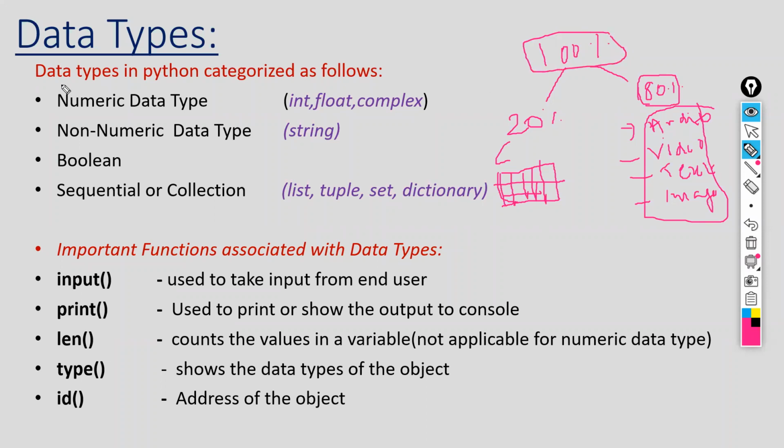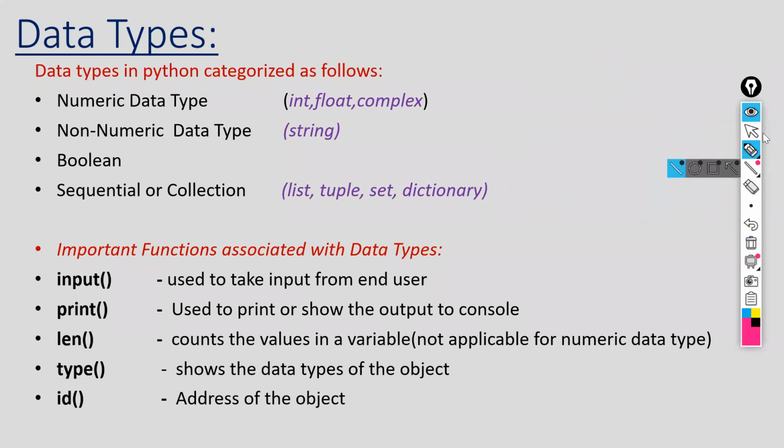But what does Python support? What is the core Python support? The entire data types are categorized into 4 types: numeric data, non-numeric data, Boolean, and sequential or collection. In numeric data, we have int, float, complex. You are very familiar with all this. And for non-numeric data, string.